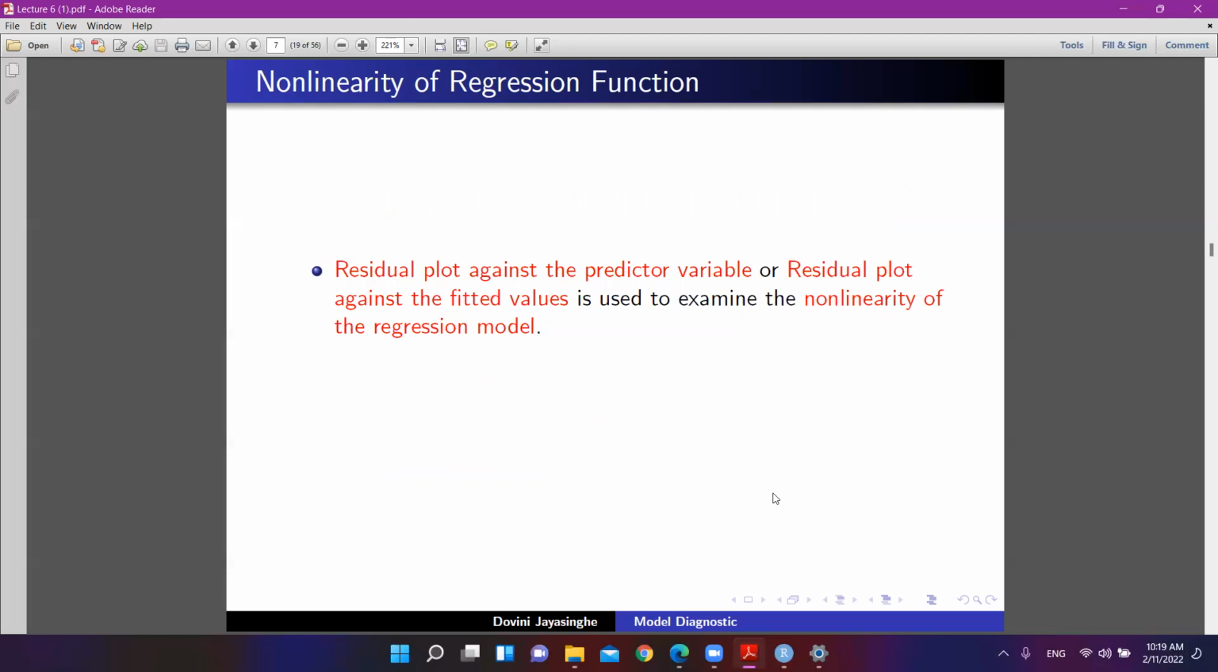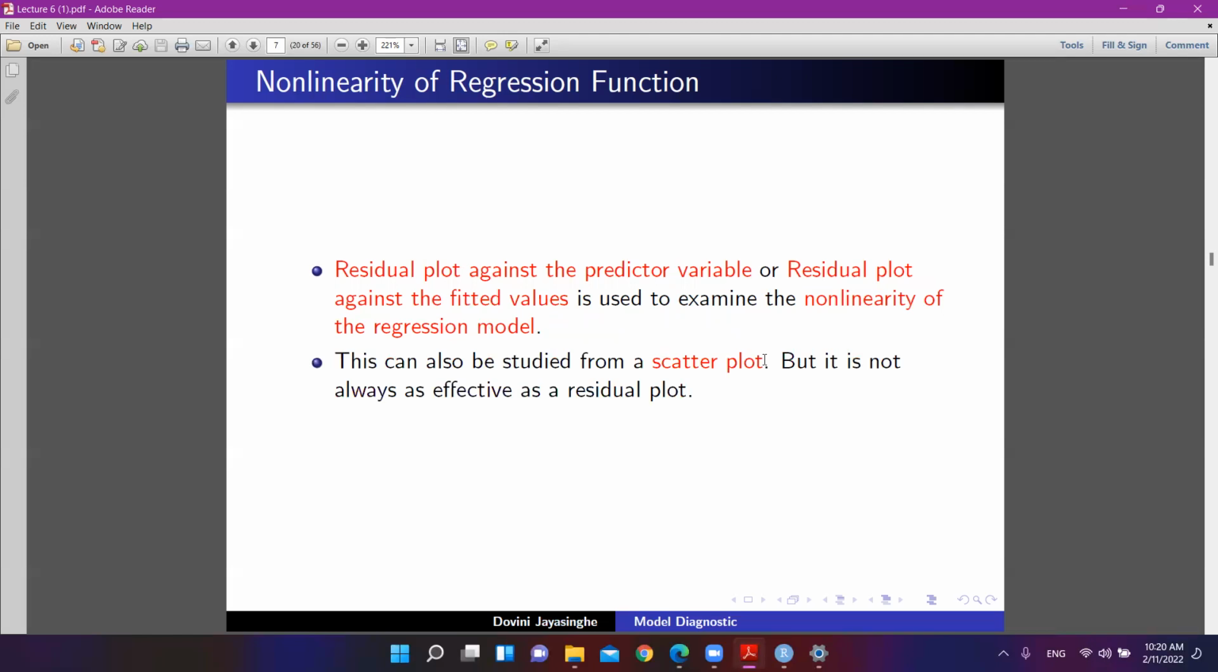Non-linearity of regression function. When we plot x and y, it doesn't have to possess a linear relationship all the time, right? A residual plot against the predictor variable or a residual plot against the fitted value, I told you, gives the same behavior, although this is x and this is y hat. It is used to examine the non-linearity of the regression model.